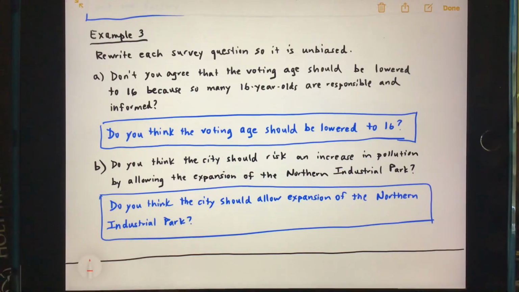How can we rewrite that question so that we can get a fair assessment that doesn't expect a particular answer? Well, one way would be to write the question, do you think the city should allow expansion of the Northern Industrial Park? That's a fairly neutral question. So people can then weigh in with their own opinion without a particular answer being expected.